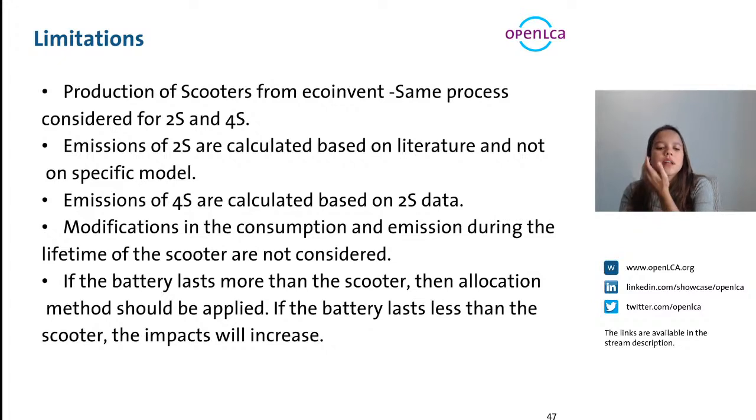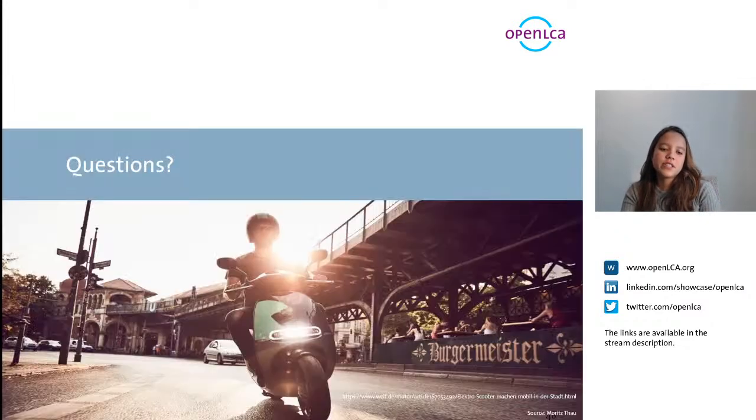And the last thing that I should mention is that I explained that we consider one battery per scooter. But if we figure out, for instance, that the battery lasts longer than the scooter, then we should define another use for the battery, which means it can be applied for something else, and then the impacts will decrease. However, if we understand that we actually need more than one battery during the lifetime of the scooter, then you need more batteries, and the impacts will increase. So these are the limitations.